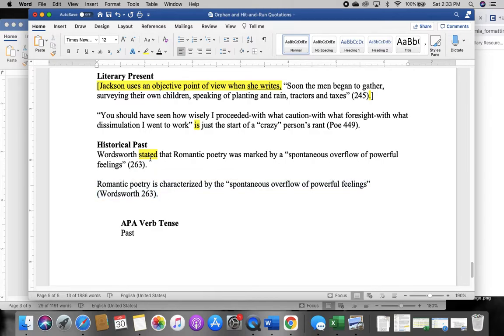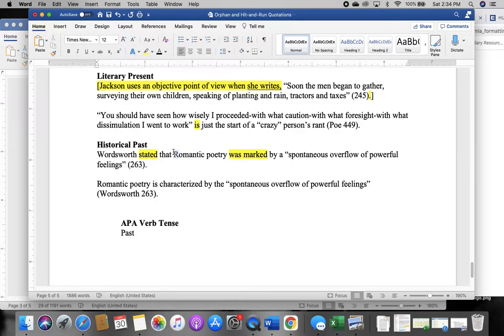Oh, okay. Wordsworth stated, right, past tense. He's a writer, right? He's a poet, very famous. That romantic poetry was marked by a spontaneous overflow of powerful feelings, right? That has nothing to do with the text. This is just talking about what Wordsworth had to say about romantic poetry. So it's stated and it was marked. So we have two past tense verbs here. That's historical past. Nothing about a text, nothing about a poem that Wordsworth wrote, nothing about any literary criticism he wrote. Just this is what he said about romantic poetry.